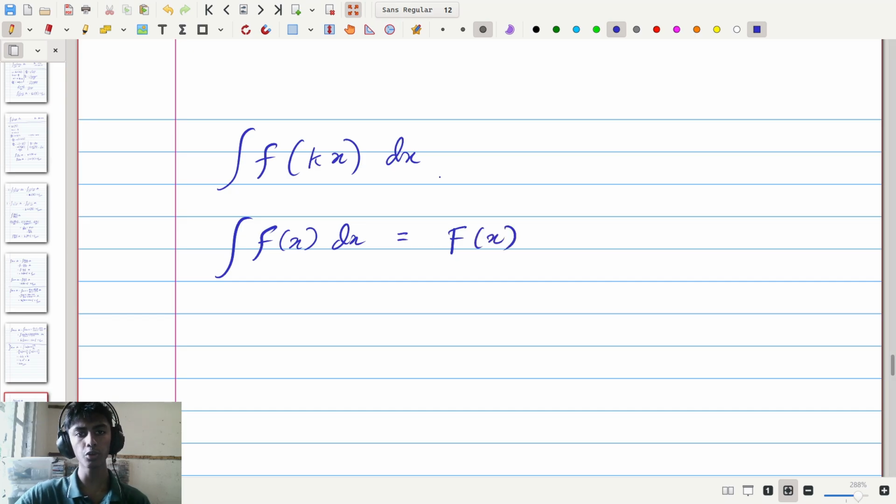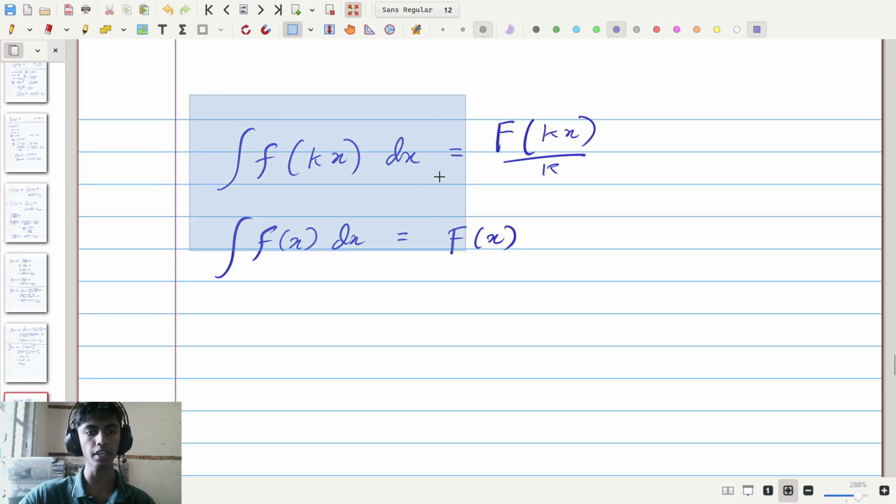So what I'm going to show you is the answer right now. The answer is that the integral of simple f of kx is going to be equal to capital F of kx divided by k. In order to show this, we are going to consider the derivative of capital F of kx. So then, let's go.